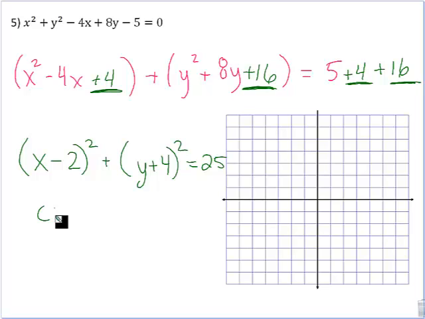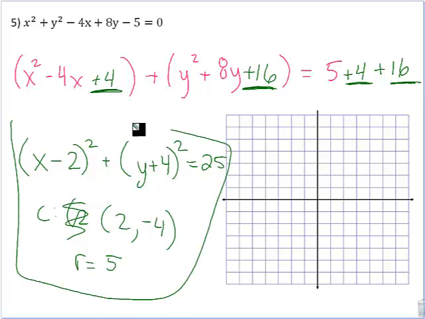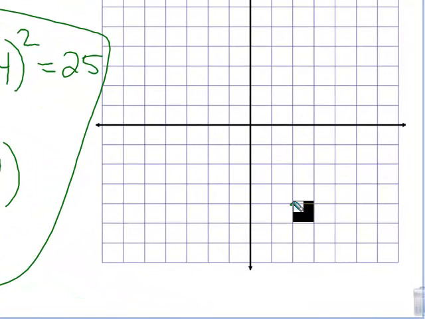So where would the center be at? Positive 2. And then what? Negative 4, good. And the radius would be 5. So there's our standard form, our center, and our radius. Okay, so then we graph 2, negative 4. So you find the radius by taking the square root of 25, because the radius squared is in your formula.